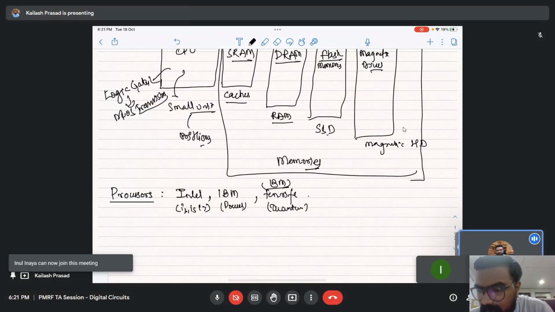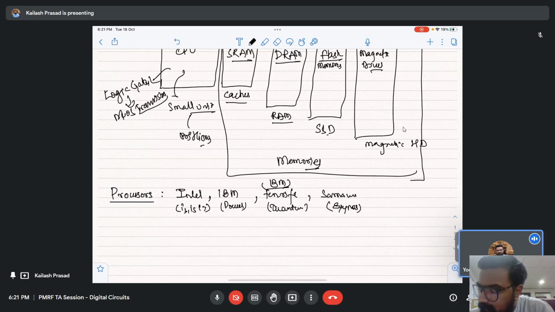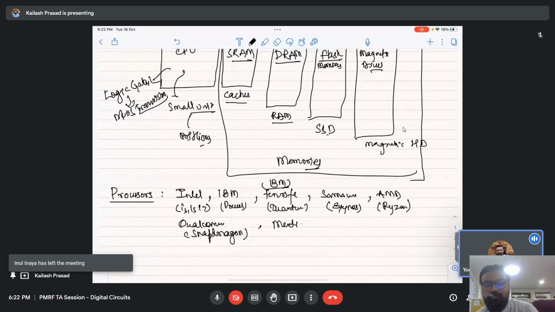Along with that, let me tell you some more companies. Samsung designed the mobile processor known as Exynos. AMD designed the Ryzen processor. You forgot one of the famous companies, Qualcomm, which designed the Snapdragon. And there is one more company called MediaTek, which also designs mobile processors.